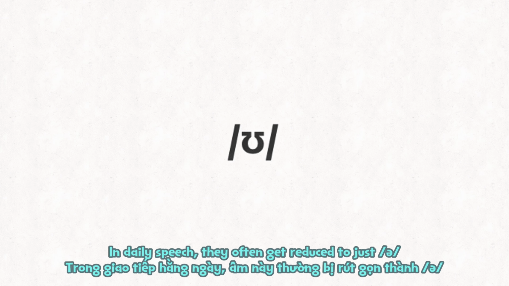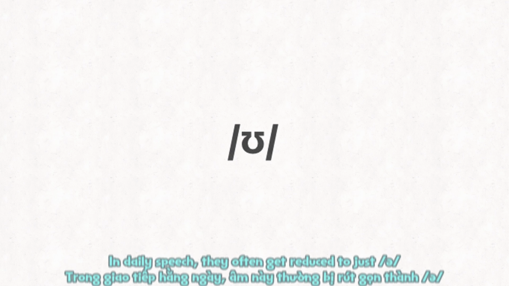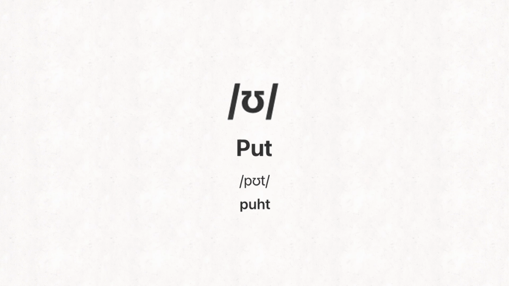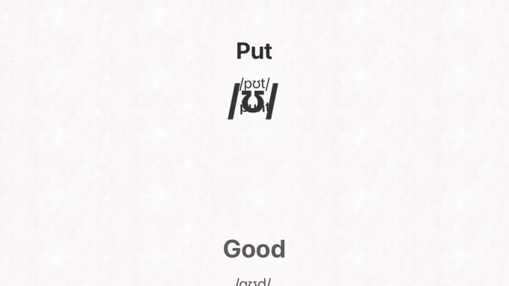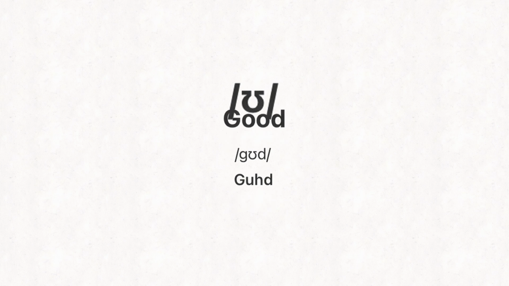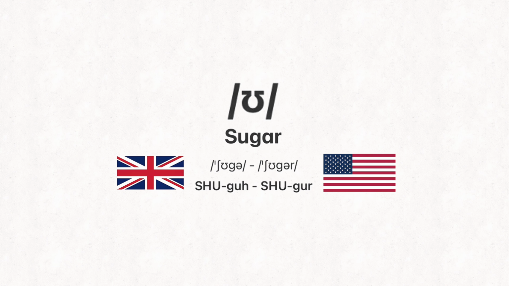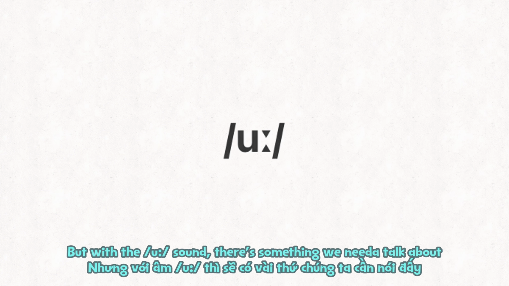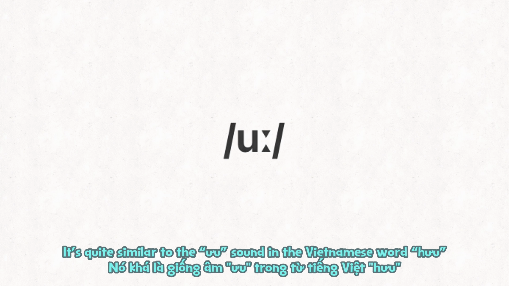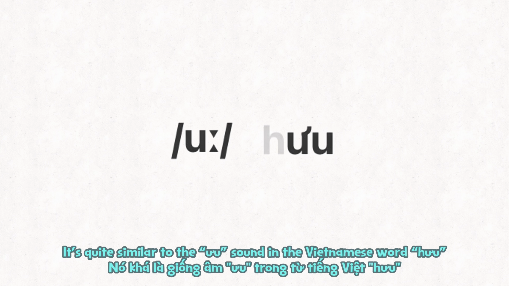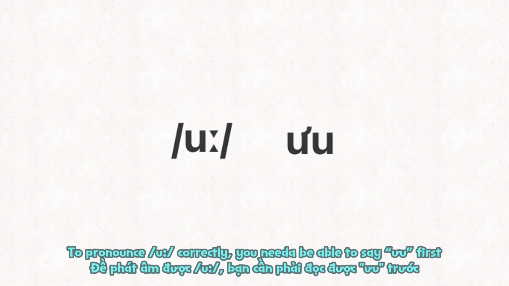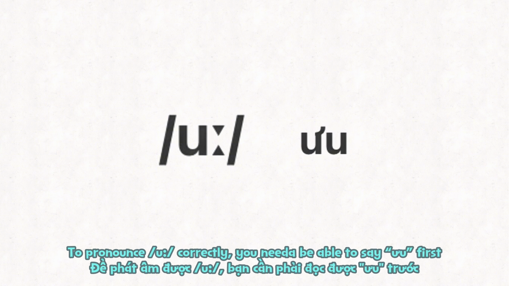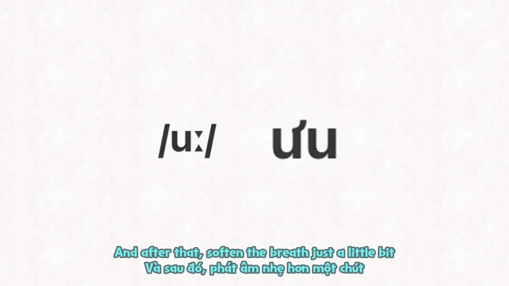Oo. In daily speech, they often get reduced to just put, good, sugar. Well, nothing much to say about it. But with the oo sound, there's something we need to talk about. It's quite similar to the oo sound in the Vietnamese word who. To pronounce oo correctly, you need to be able to say oo first. And after that, soften the breath just a little bit. Oo. Correct.